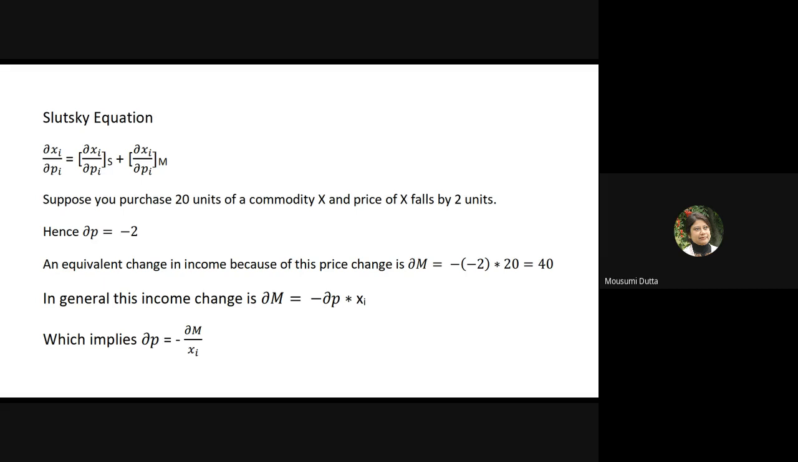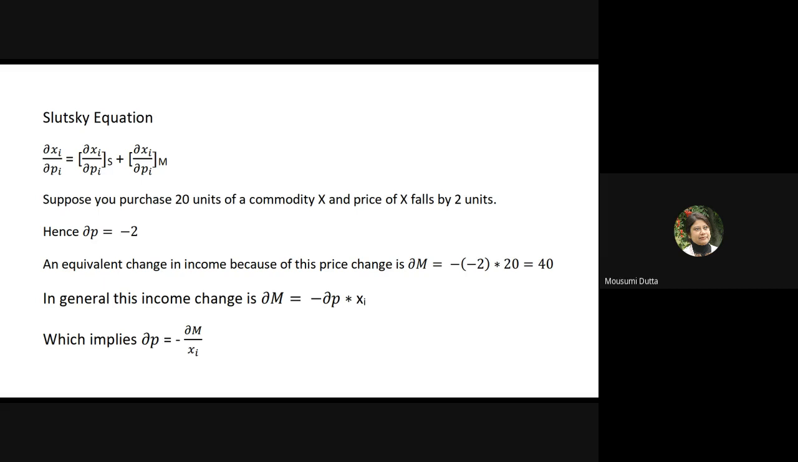Okay, then please add: del xi by del pi within square bracket subscript s refers to the substitution effect of relative price change, whereas del xi by del pi m refers to the income effect of relative price change.